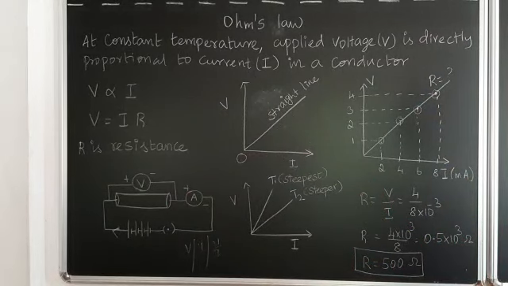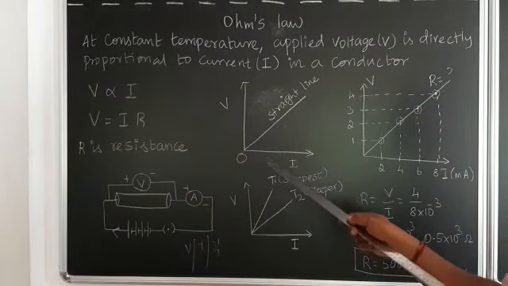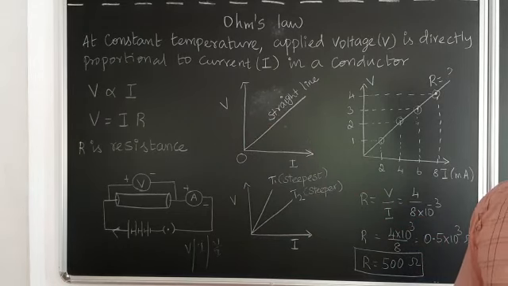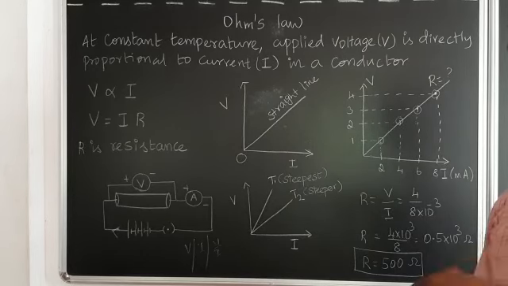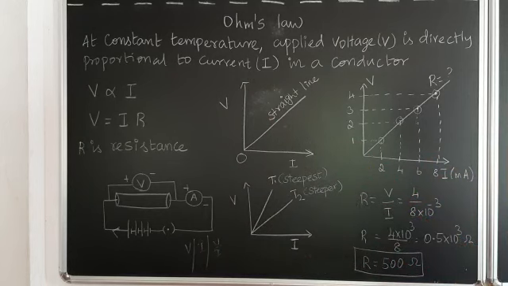In that graph, the y axis is voltage and the x axis is current. We can also change it, y axis as current and x axis as voltage. You can choose your own way, but try to understand how we need to apply the concept here. Generally I am taking y axis as voltage and x axis as current.